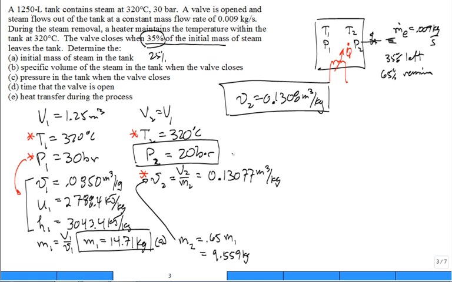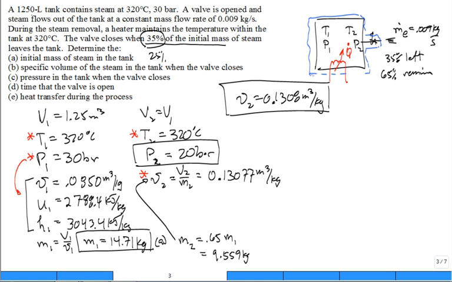What is the time that the valve is open? How long is that valve left open? Well, we know that the mass flow rate exiting is that much. We know that rate at which it exits. So let me go ahead and draw a nice little control volume. We'll include the valve. The valve really doesn't contain any mass, but we'll include the valve.